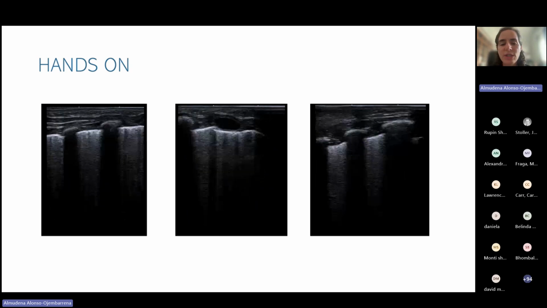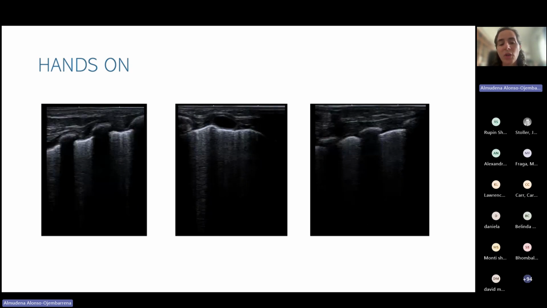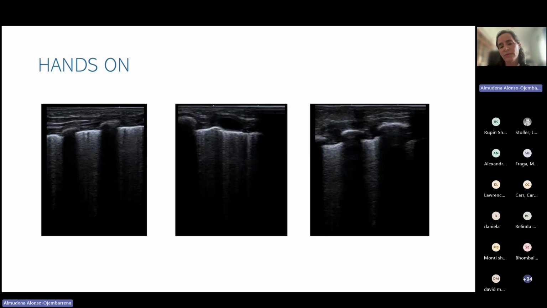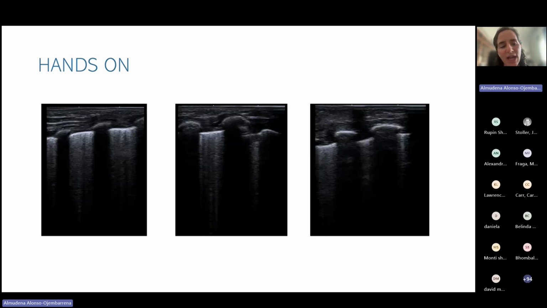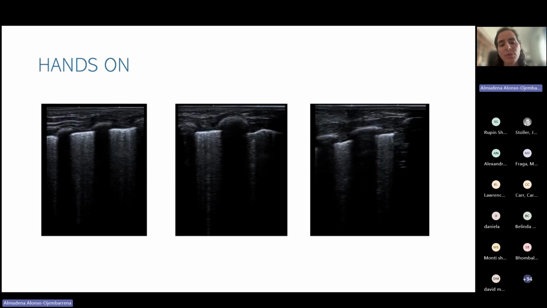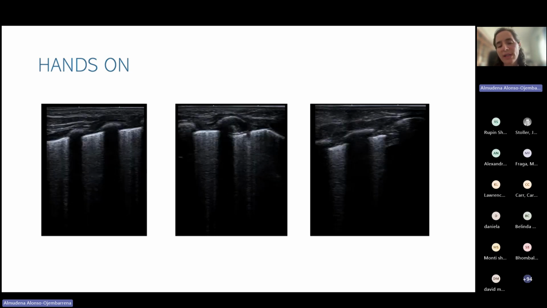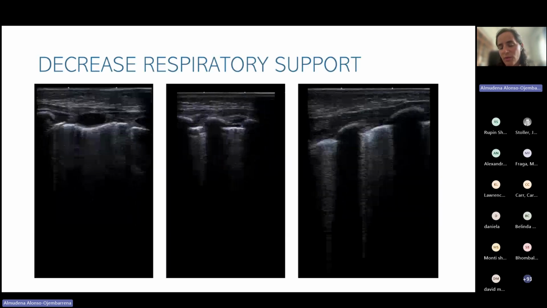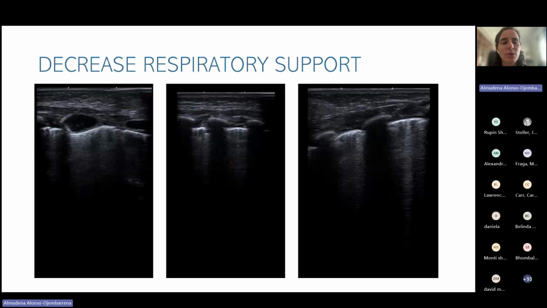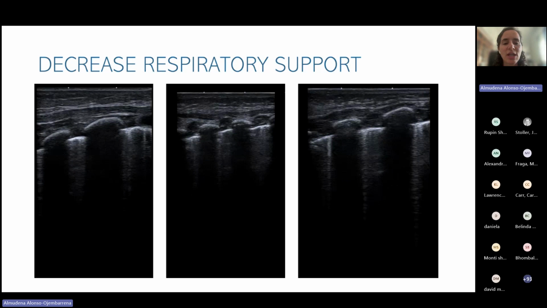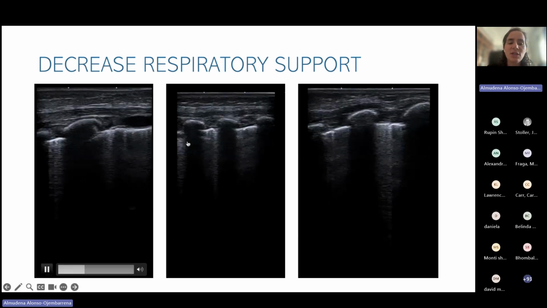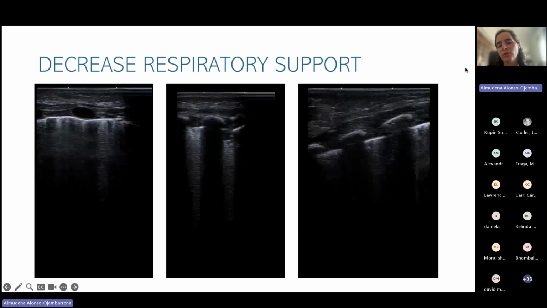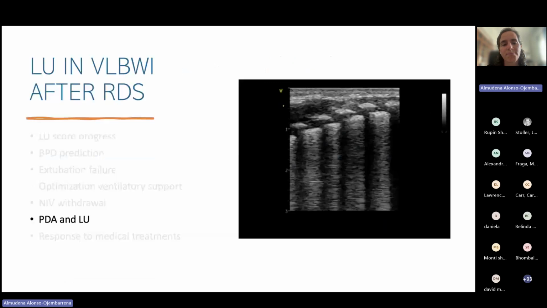This is a 26-weeker, which is now 1 month of age. She is on non-invasive ventilation, but she has had the same lung images since she was 1 week of life. You can see this nice thin pleural line, lots of B lines, but we don't see improvement. This is not the moment, although she's quite stable, to remove non-invasive ventilation. The moment to decide to attempt to remove non-invasive ventilation will be when the lungs change to this interstitial syndrome, or even very aerated, in which you will have more chances to remove non-invasive ventilation.